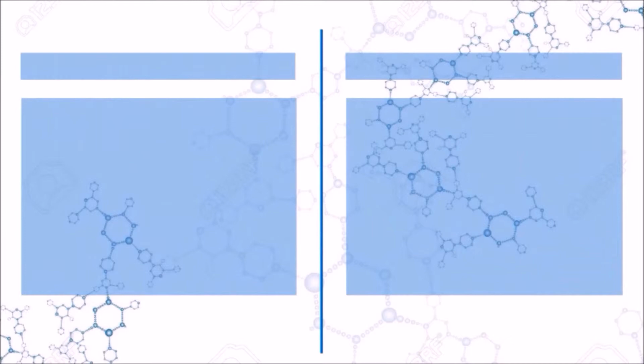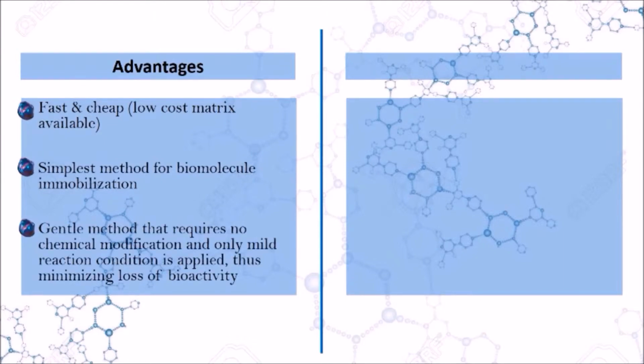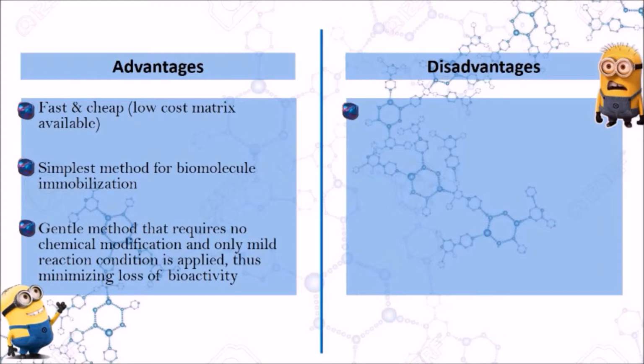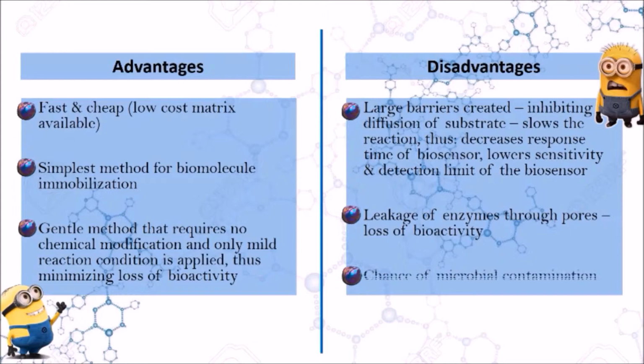The advantages of using entrapment are that the procedure is fast and uses cheap materials, it is considered the simplest method of immobilization, and it is a gentle method with mild reaction conditions that help to minimize loss of bioactivity. However, the disadvantages of entrapment are that the large barriers created result in slow reaction of the biosensors, leakage of enzyme through pores might happen, and there may be a chance of microbial contamination.